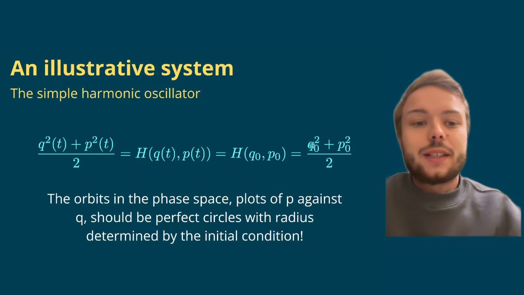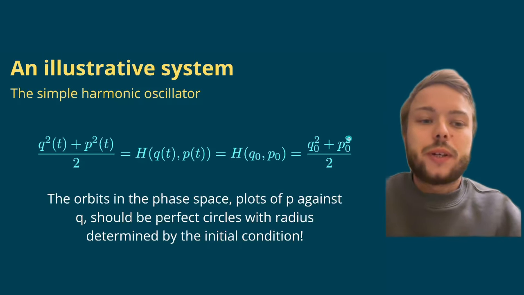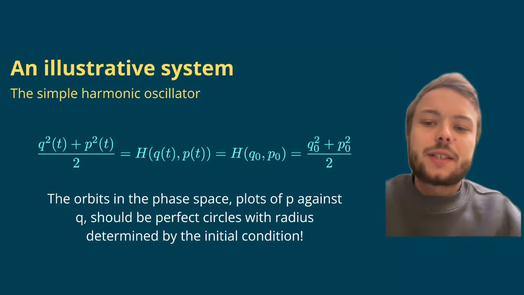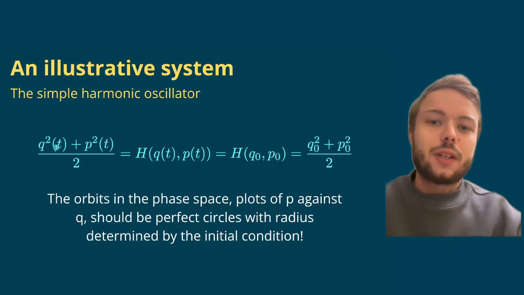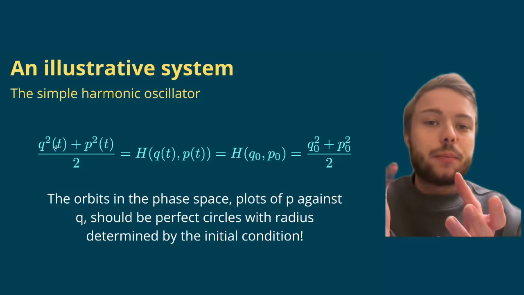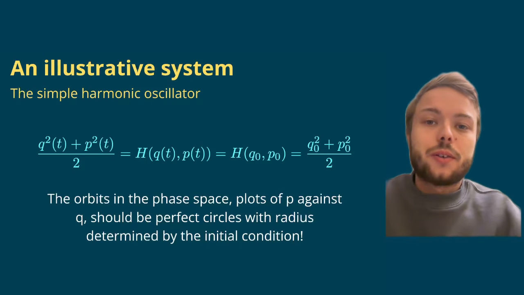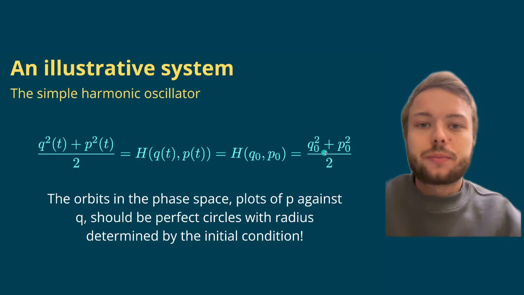So it's nothing else than q0 squared plus p0 squared over 2. Geometrically, we can also think of what is going on here because it's fairly simple. And this means that the solutions described by the pairs qt and pt are evolving along circles, and the radius of the circle is defined by the initial condition.